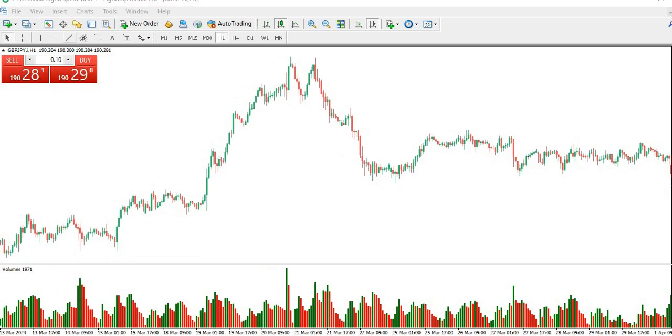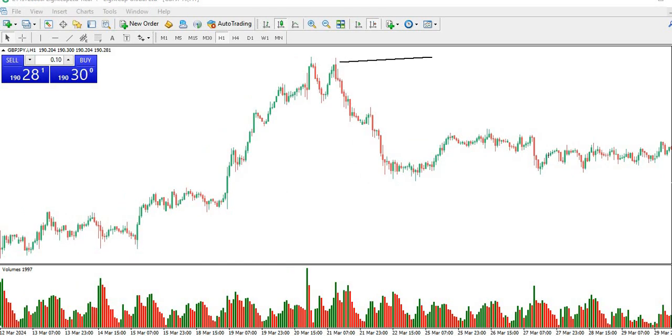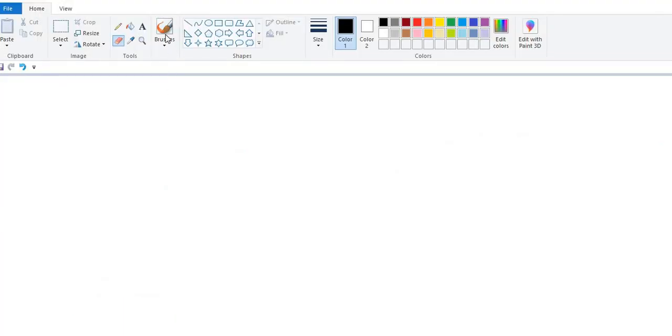You can see this pattern over here. It is a double top pattern and you can also see its results. So I will start from the double top pattern. So let's start. Let me show you where to trade it and where to avoid these patterns. Let me show it to you on the paint.